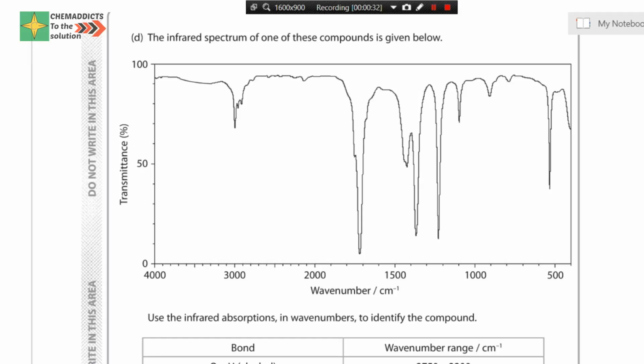Now let's read the question. The question says the infrared spectrum of one of these compounds is given below. Here the infrared spectrum is given. In this column the transmittance is given, and in this column the wave number is given per centimeter. They have given some data over here, as you can see.